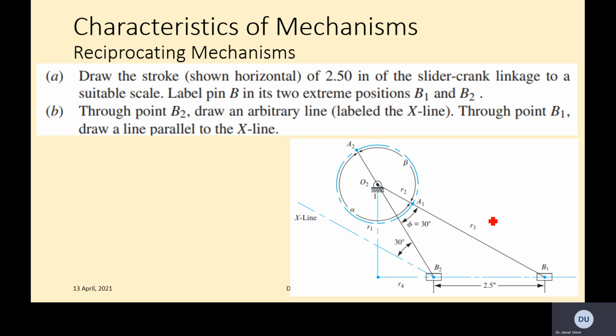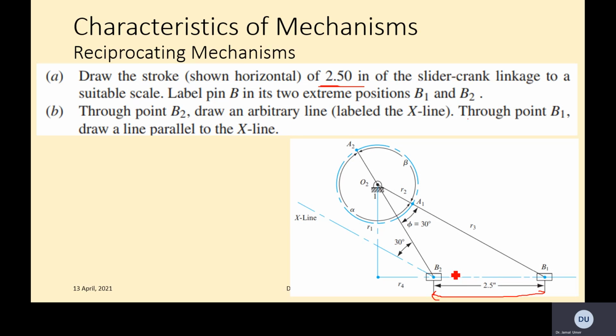So the next step is basically you draw the stroke, which is 2.5 inch. This is also given, which is horizontal. So you draw from this distance, which is B1 to B2. So B1 to B2 is this one. You draw 2.5 to a suitable scale. So label pin B in its two extreme positions, B1 and B2. So you mark 2.5 inch, and then you just name it B1 and B2.